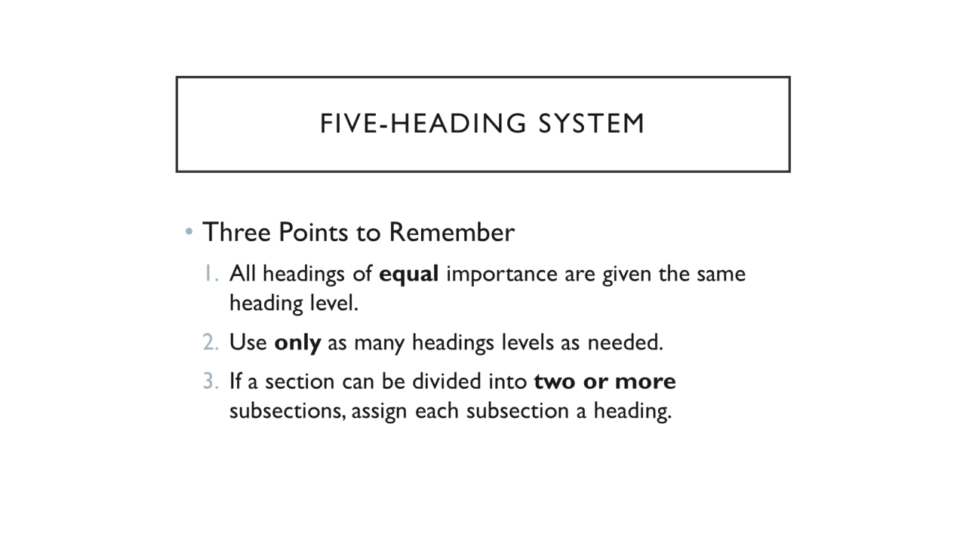So 3 important points to remember before I show you the 5 header system are, first, all headers of equal importance are given the same heading level. Second, use only as many heading levels as needed. So don't use them all if you don't need to use them all. And third, if a section can be divided into 2 or more subsections, assign each subsection a heading. So let's take a look at some examples, and we'll start with the first heading level.